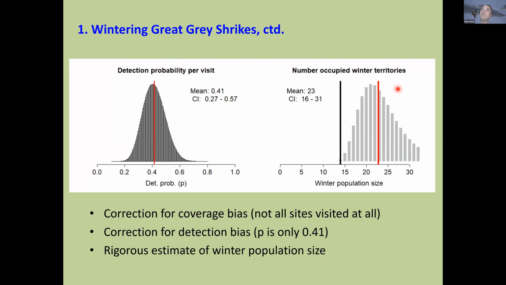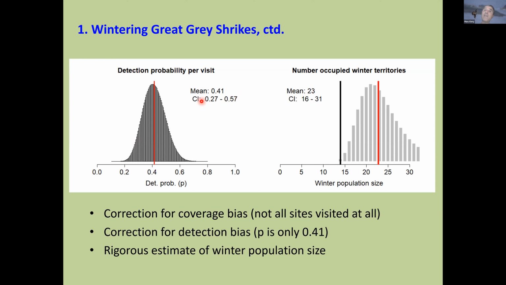So the highest point gives you in a way your estimate of a parameter, and the spread, how spread out or how concentrated this distribution is, says how certain or uncertain you are about this parameter. My detection probability parameter is estimated as 0.41, which means that if I go to an occupied winter territory here, I have only a chance of about 41% to actually see the shrike that's there. So there is almost a 60% probability of missing the shrike if it's there.